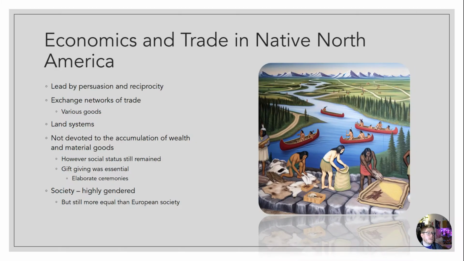Society is still highly gendered, but compared to European society, native societies in general are a lot more equal than European societies. Women played a massive role in most native communities, whether that be serving in leadership roles or being the guiding factors for agriculture or hunting. Native women actually played a massive role in their societal development versus European women that are kind of relegated to this second class status of being in the home and having babies.